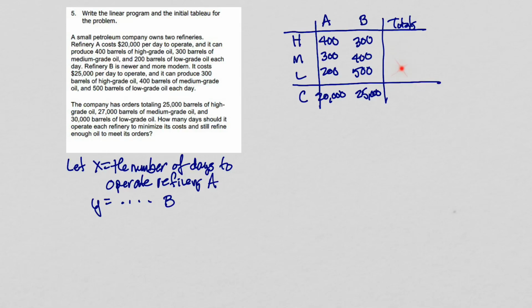And now we get our totals over here. That's going to come from down here. So the company has orders totaling 25,000 barrels of high grade, 27,000 and 30,000. Okay, so we need to meet these orders. So what we're going to have is we need to produce at least these amounts. So we're going to have greater than or equal to 25,000, greater than or equal to 27,000, and greater than or equal to 30,000.